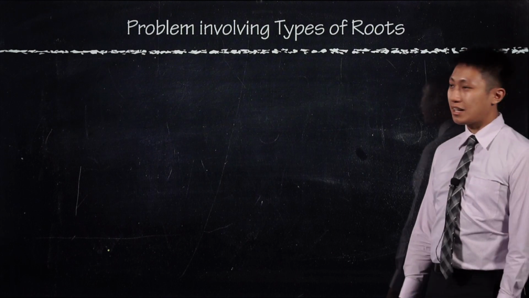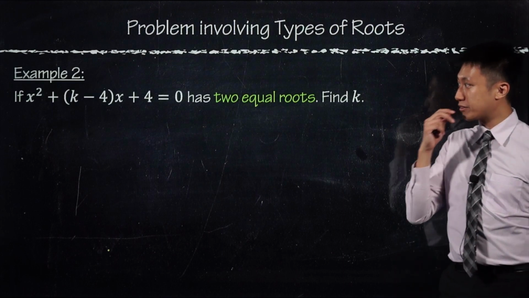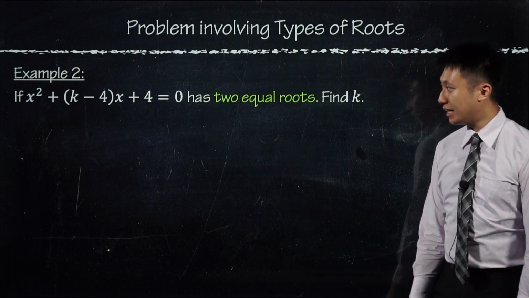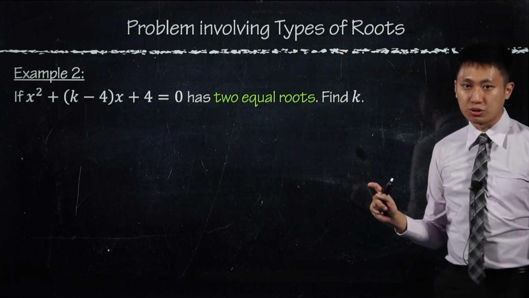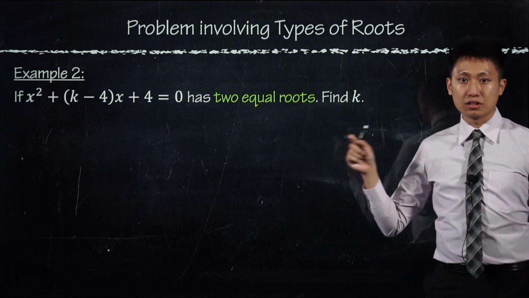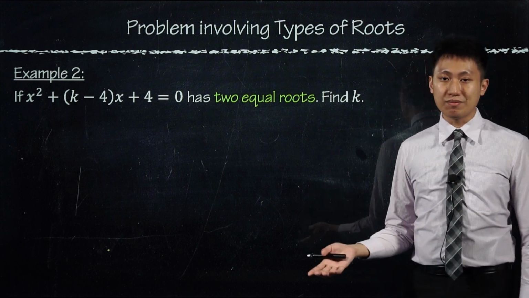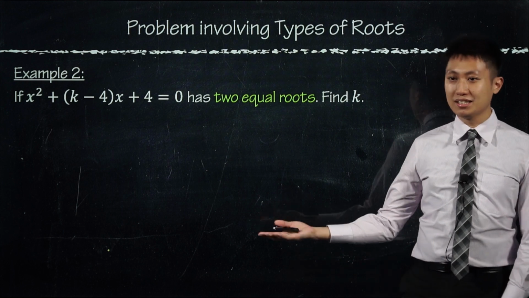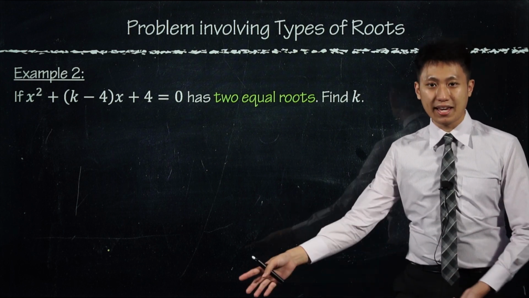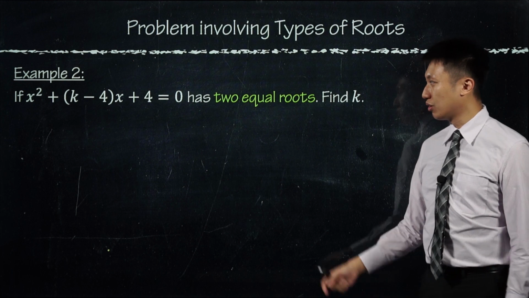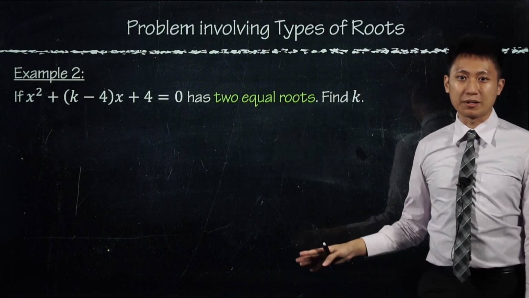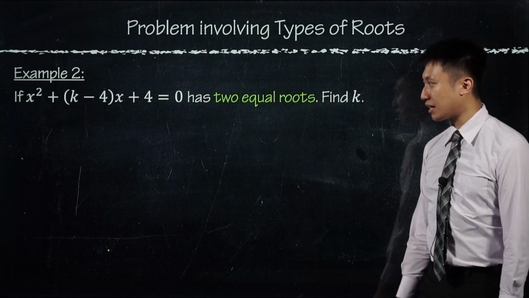Problem involving types of roots. I give you this problem here. I say that this has two equal roots and I want you to find k. In SPM, I've repeatedly said that all the questions are find x, find y, find k, find h, and so on. They love to give you this kind of question, so you've got to know how to solve them.